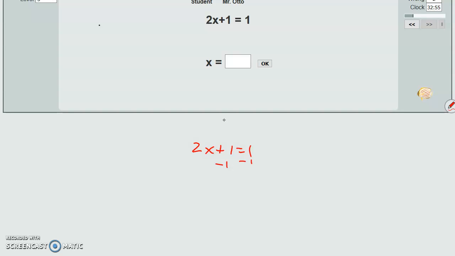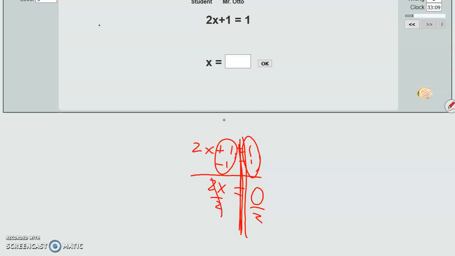If I subtract 1 from both sides, remember down the middle where the equal sign is, and we're going to get 2x, the 1 and negative 1 go away, the 1 and negative 1 go away, so I get equals 0 divided by 2. Well, 0 divided by 2 is still 0. So the answer to this one is 0.